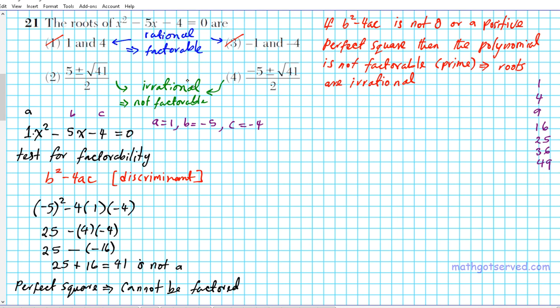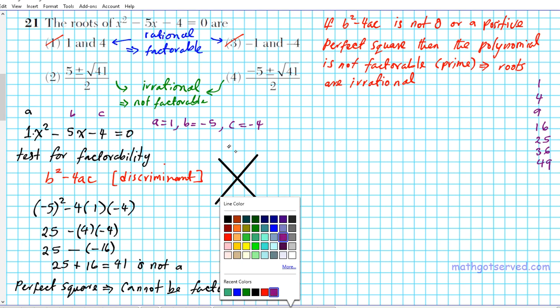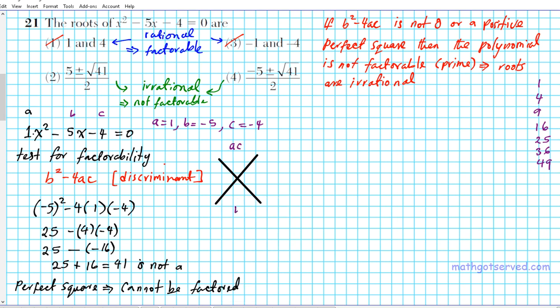Now another way you could do this, if you don't like this b squared minus 4ac business, you can always just try and factor it out. So let's act as though we don't know what's going on, and we just blindly try to do the X game or the AC method, whatever you call it. We put AC on the top and put B on the bottom. AC is negative 4 and B is negative 5. And we ask ourselves, what two numbers multiply to give you negative 4 and add to give you negative 5?